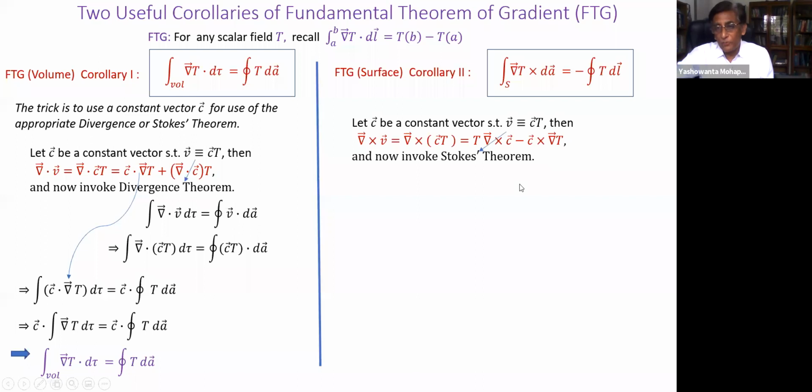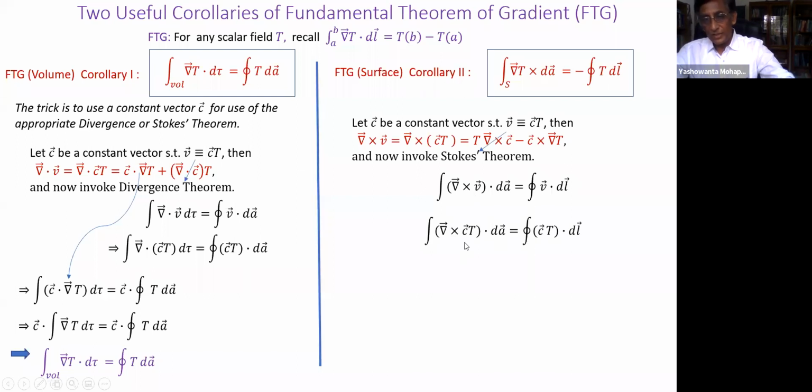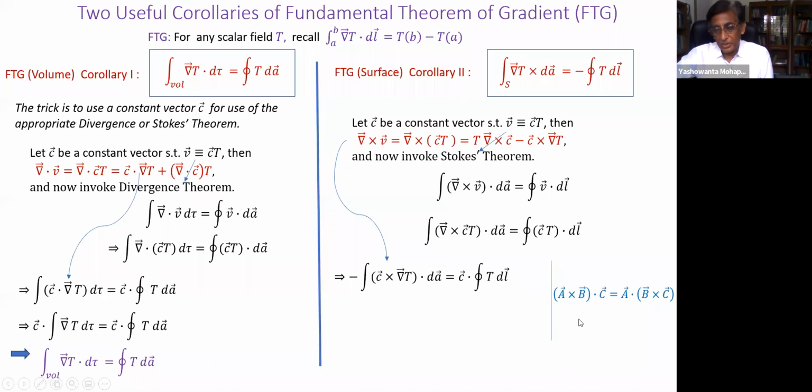All right, now one can invoke Stokes theorem, the traditional Stokes theorem, and then I put V = CT, and I use this result almost parallelly. From here I take minus C, the curl of gradient of T, integral, and put into that, and that is C dot. Of course I'm using the triple product result, and then I can write this down.